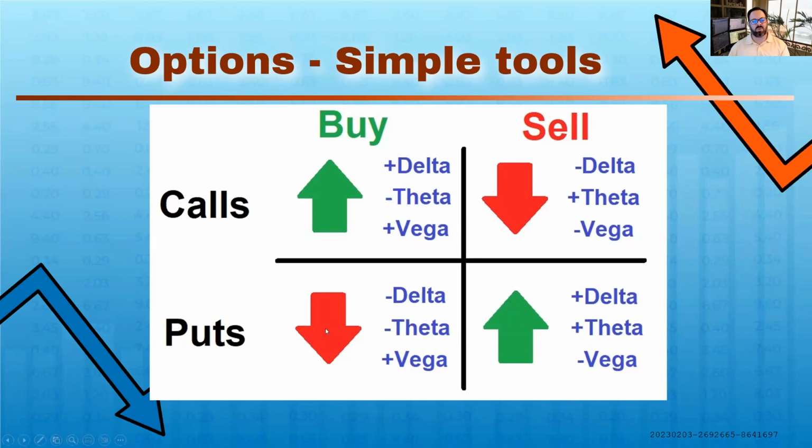So right here, again, when we look at the puts on the sell side, you can see that delta is positive, theta is positive, and vega is negative. That gives you an idea of what is going to affect you when you are trading these options. One of the interesting things is when we do spreads, we're going to pick one from each column and try to neutralize some of those risk parameters by creating spreads.